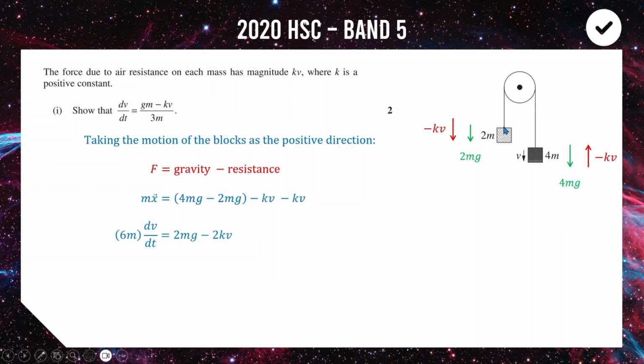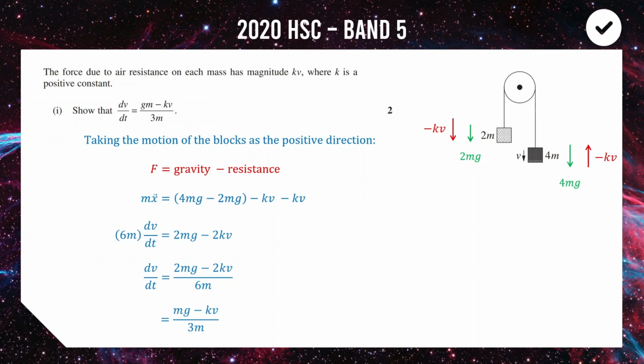Even though the 2m gravity is working against us, the entire object is connected and the entire object has 6m mass. Okay, once you got that set up, from here it's pretty easy because now we're just going to divide both sides by 6m to get this fraction. And now we have a lot of even numbers everywhere, so we can cut everything in half to get mg here, kv here, and 3m on the bottom. And that is your QED for 2 marks. Okay, that's the tough part, getting this equation and making it make sense from the picture.